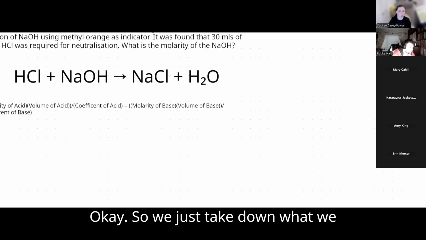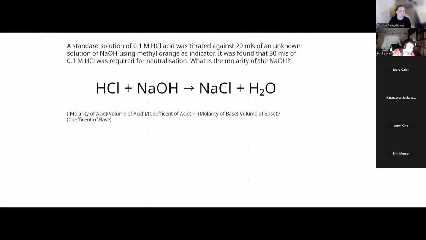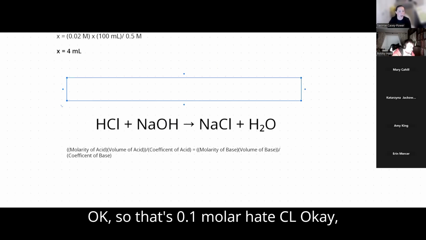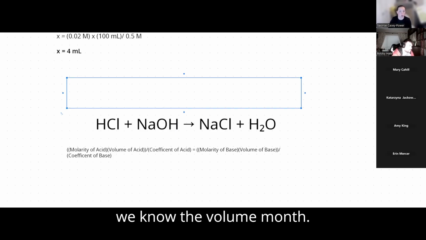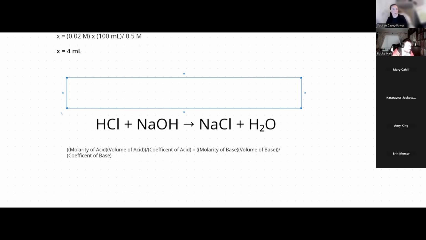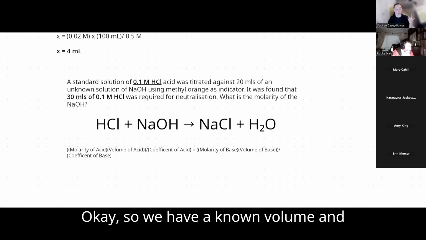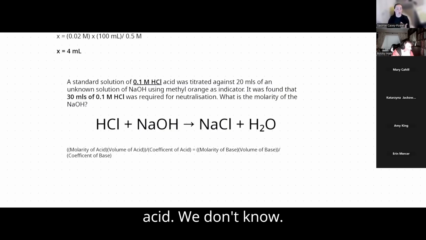Okay, so we just take down what we know first. We even highlight what we know here. So that's 0.1 molar HCl. That's your concentrated solution that we know the volume of, because we used up 30 ml of HCl. So we have a known volume and a known molarity of hydrochloric acid.